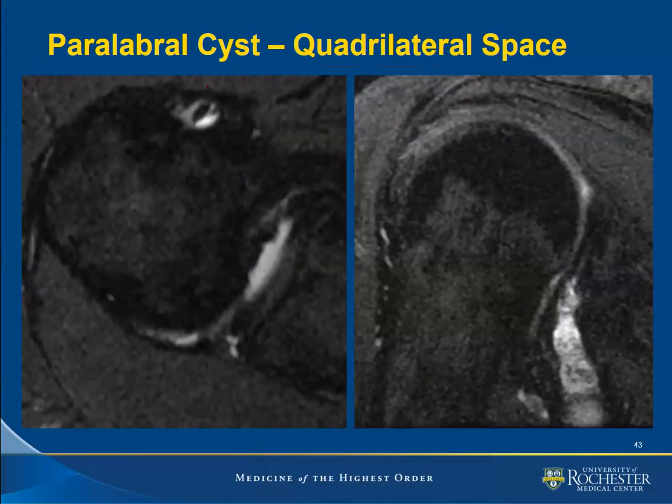Now, paralabral cysts can also occur from tears at the chondrolabral junction of the posterior inferior labrum. Here we see a small non-displaced chondrolabral junction tear at the posterior inferior labrum, and then we could see it's associated with a paralabral cyst which dissects inferiorly into the quadrilateral space. When you have a paralabral cyst involving your quadrilateral space, the nerve of concern would be the axillary nerve, and the muscles of concern would be the deltoid or teres minor muscles, where you would want to look for denervation edema.